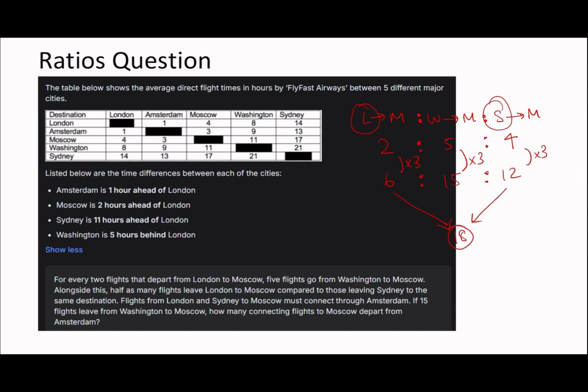You can see I didn't really look at the table at all, because if you have a quick glance up, it says the table shows the average direct flight time. It's really not necessary. I had more than enough information in the question to be able to properly and fully answer this. So even though it's difficult, like I said, just take it bit by bit. Okay, cool. So let's go on to the next question.